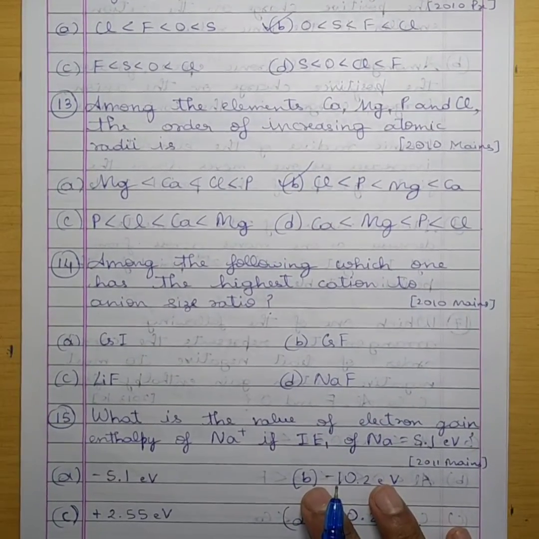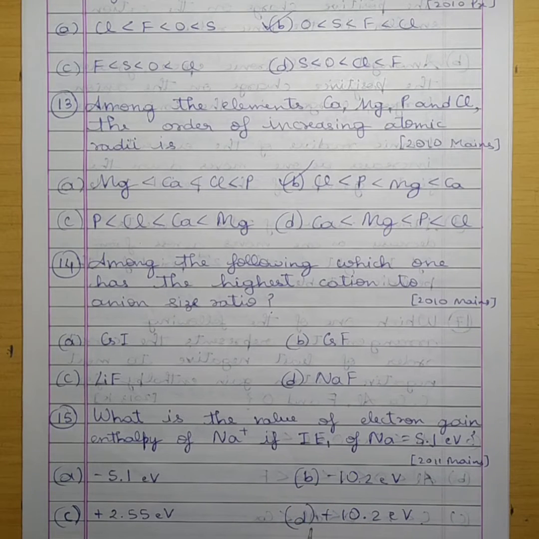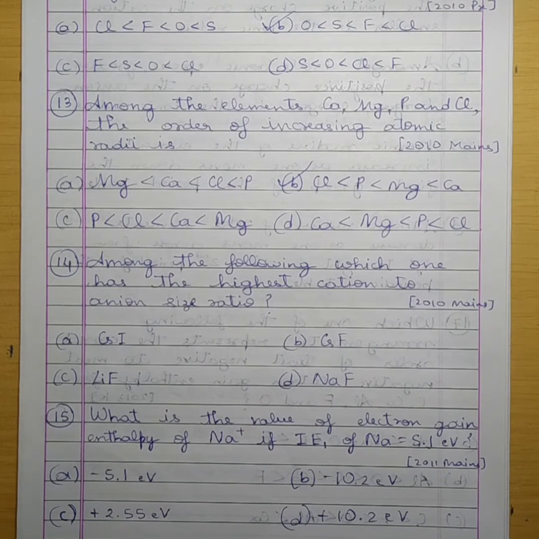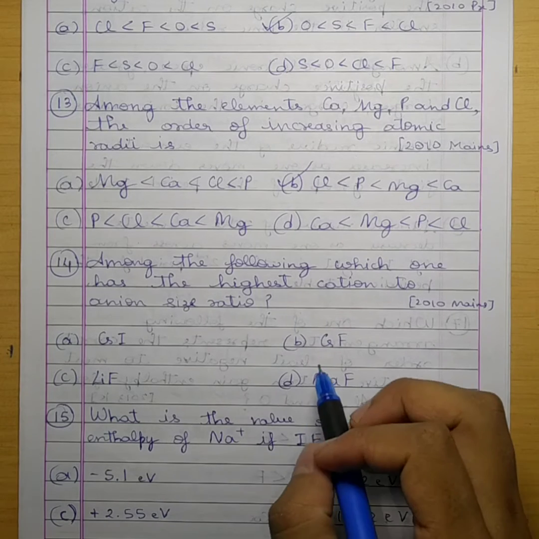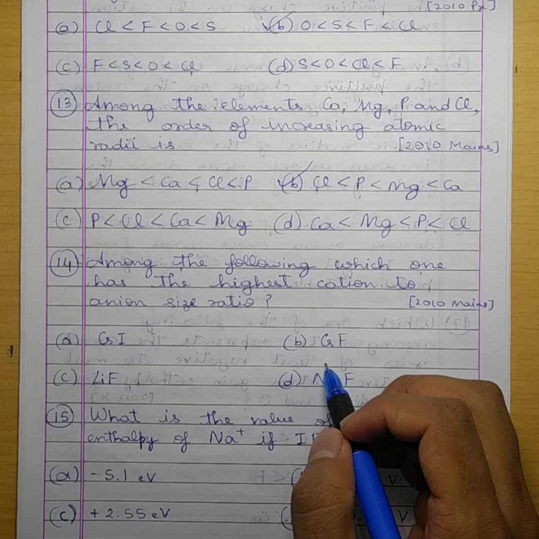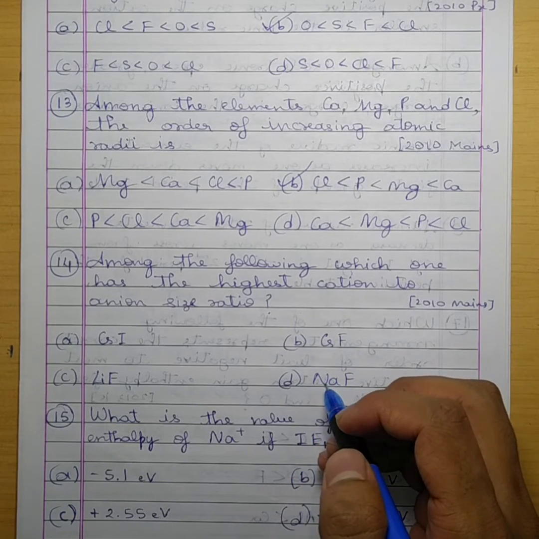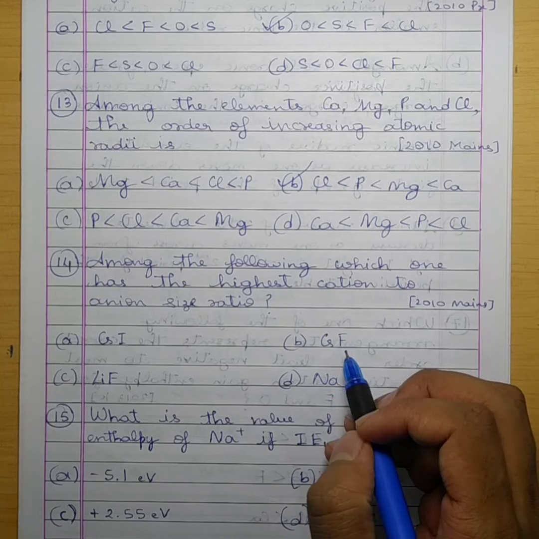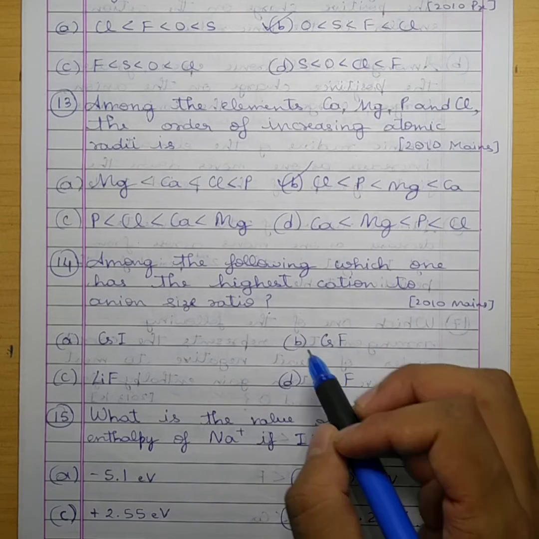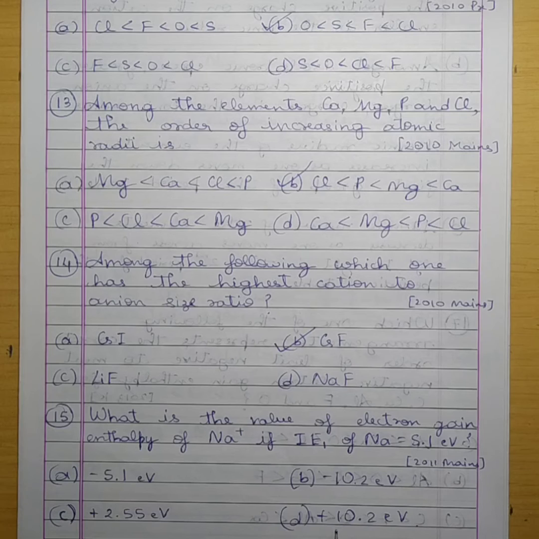Question 14. Among the following, which one has the highest cation to anion size ratio? Cation to anion size ratio will be maximum when the cation is maximum size and the anion is minimum. So here cesium has maximum size among cations, and fluorine has minimum size among anions. So the correct option is option B, CsF.